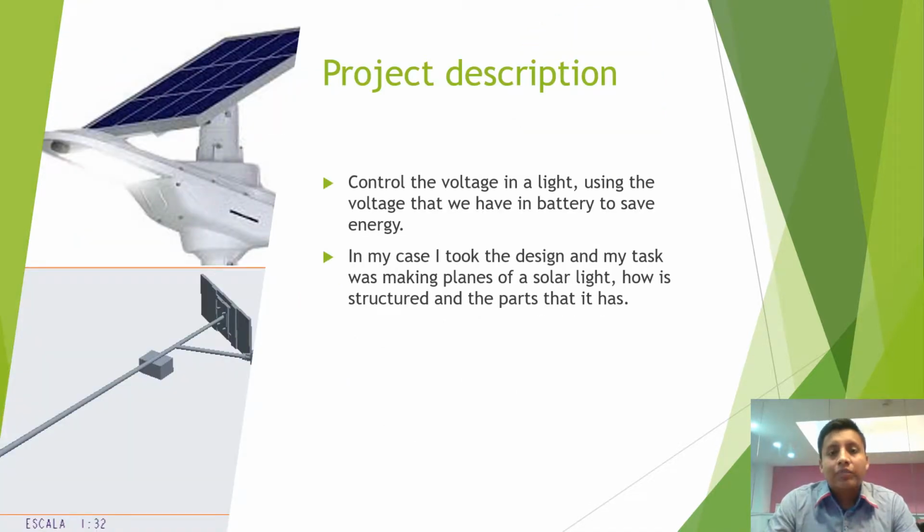The first step that I did, in my case, I took the design and my task was making plans for a solar light, how it's structured and the parts that it has, and also the main objective is to control the voltage in a light using the voltage that we have in a battery to save energy.